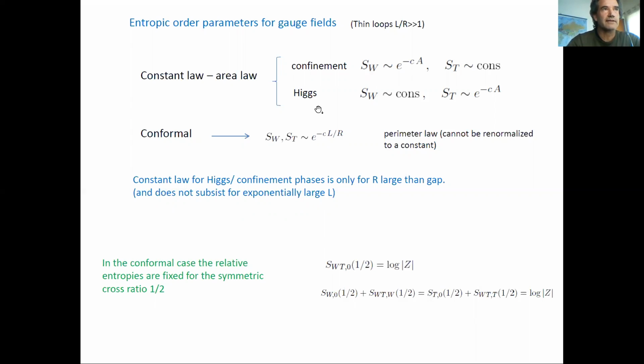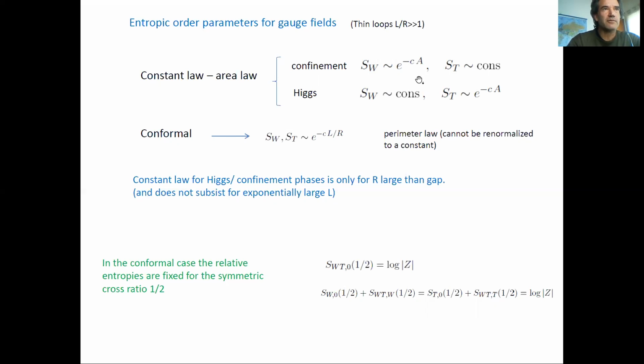You find that the relative entropy obtained by killing the Wilson loops is exponentially small with the area in the case of confinement, and the one of the 't Hooft loops goes to a constant as you increase the size of the ring. And in the Higgs phase, you have the opposite situation. In the conformal case, you expect that both of these order parameters go like the perimeter.